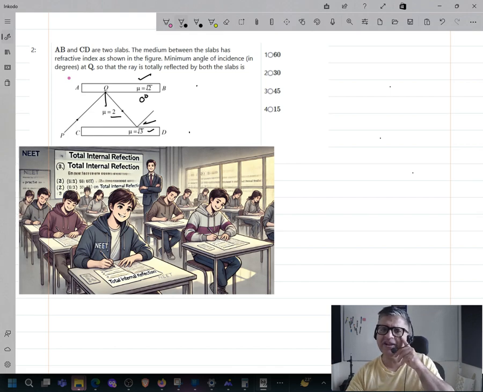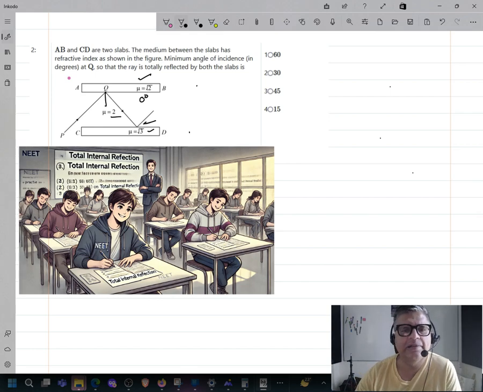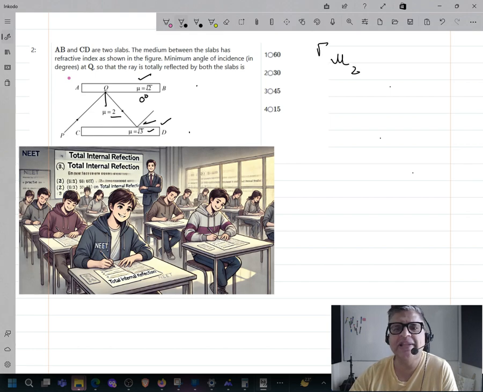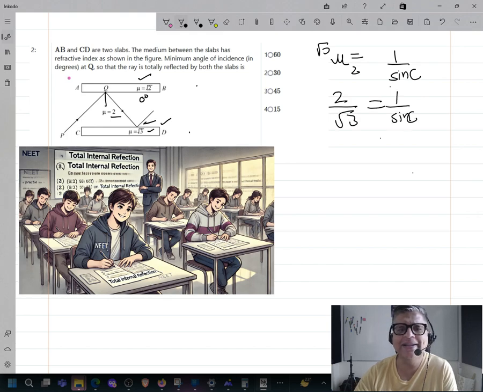See, this question is very interesting because there is a way to think about it and look at the pattern. I will start the question from here because I have to achieve the total internal reflection at this point. So let me attempt the question from this side. My μ of the medium with respect to the slab is 2 by √3, which is equal to 1 by sin c. So I'm finding the critical angle here. What is the minimum angle which I need to achieve total reflection at the second strike? If I am successful, I can adjust the first strike.